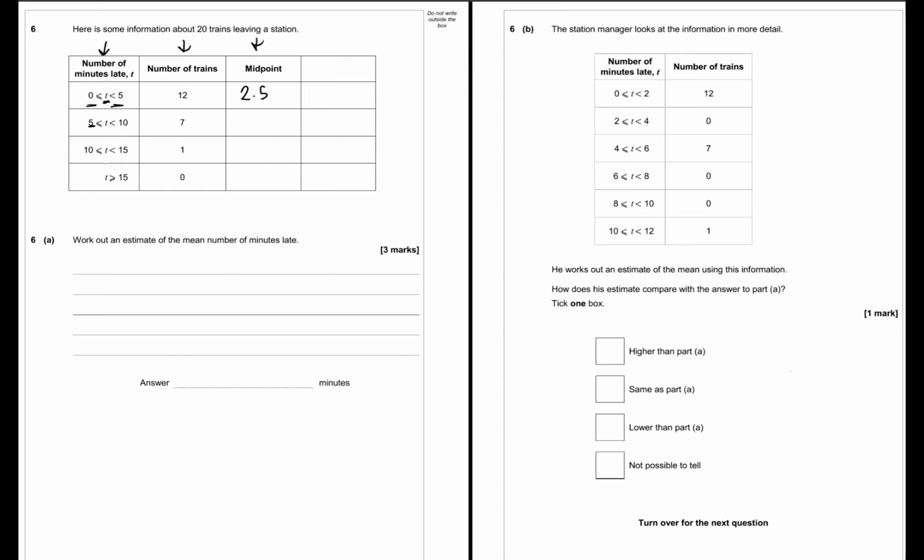What about the next one? Midpoint of 5 and 10, that's 7.5. Next one, midpoint of 10 and 15, that's 12.5. The last one is t bigger than 15. We can ignore that because there are no trains, so we can cross that out. Now we need to find the number of trains times the midpoint. So we're going to call this f of x.